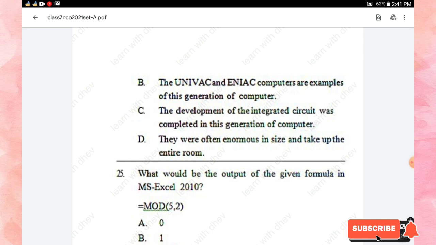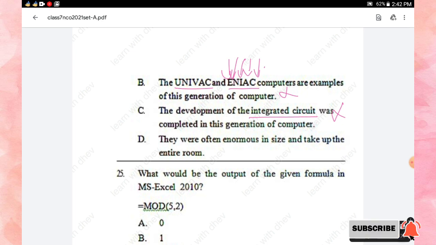So here, what are UNIVAC and ENIAC? UNIVAC is the Universal Automatic Computer. It's a first generation computer. And ENIAC is nothing but Electronic Numerical Integrator and Computer. Right, so UNIVAC and ENIAC are not fifth generation computers. Next, was the development of the integrated circuit completed in the fifth generation? No, the development of the integrated circuit was completed in the third generation itself, right? So again, C is also wrong.